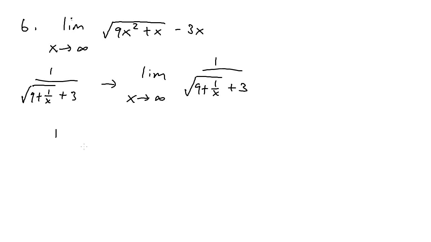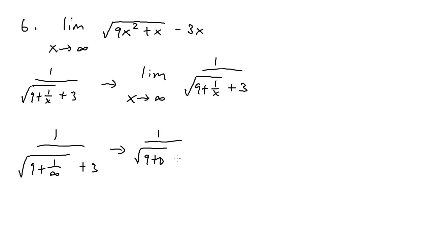So when I do that, we get 1 over the square root of 9 plus 1 over infinity plus 3. Now 1 over infinity, remember 1 over a very large number gets closer and closer to 0. So we basically have 1 over the square root of 9 plus 0 plus 3. 9 plus 0 is 9, square root of 9 is 3. So then we have 1 over 3 plus 3, which is 6. And that is going to be the final answer for the limit.